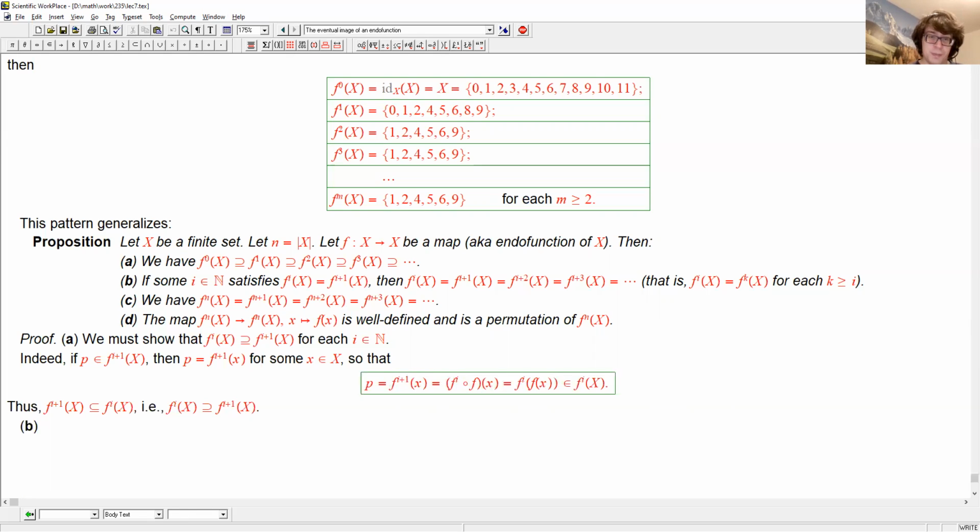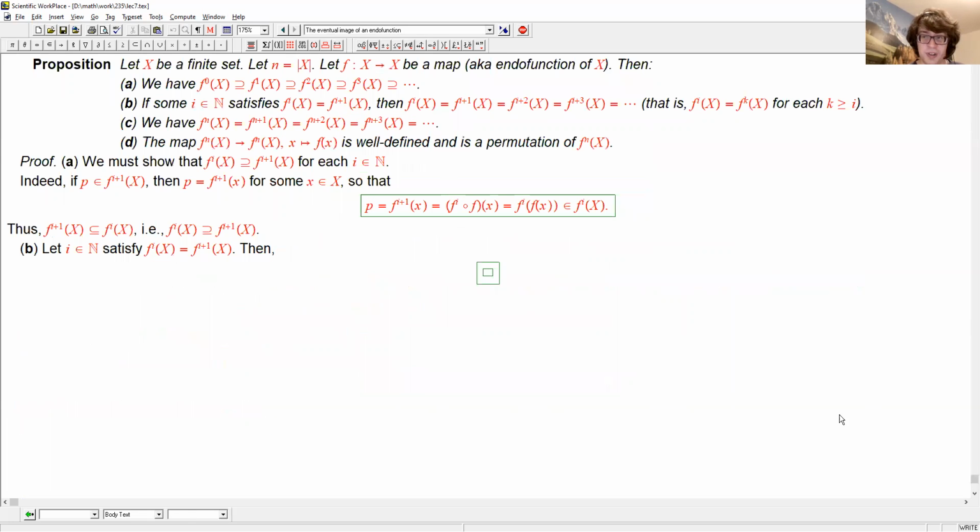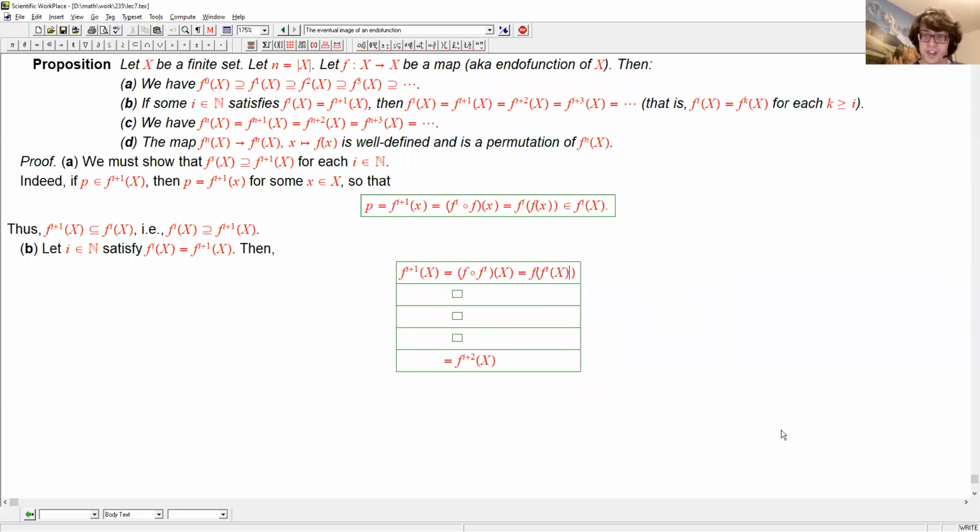Now part B, this is an induction. So let i in n satisfy f^i(X) equals f^(i+1)(X). I'll just show the main idea. You can fill in the rest. I want to show that f^(i+1)(X) is f^(i+2)(X). How do I connect them? I write f^(i+1)(X) as f after f^i(X). So this is f(f^i(X)). All these equality signs, you can easily check them.